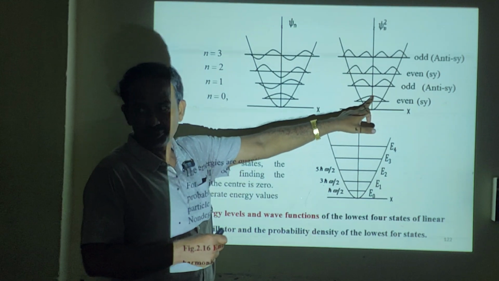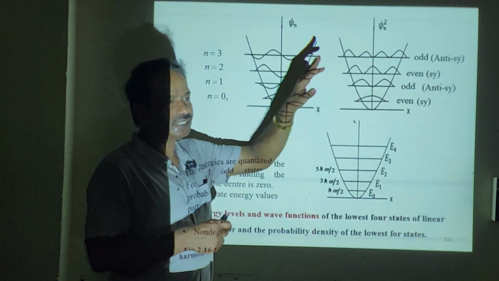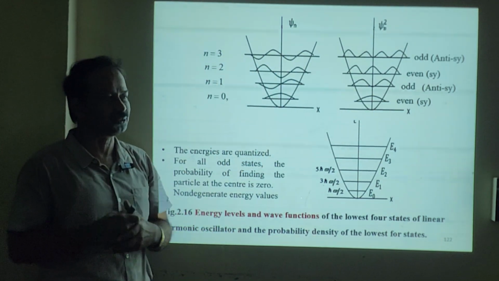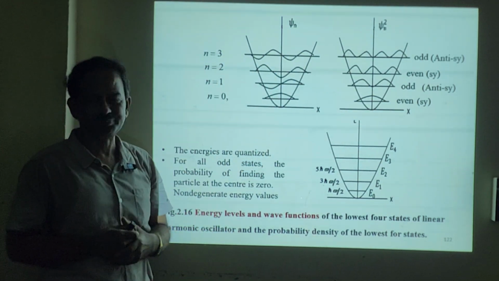Particle is found to be maximum here. For all even functions, it will be exactly at the center, x equal to 0. Is it okay, how to analyze?